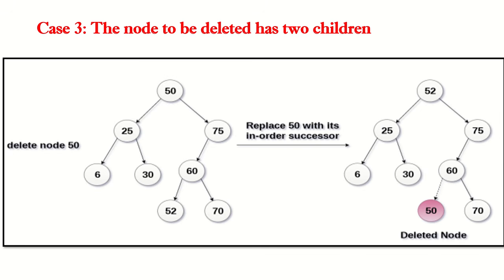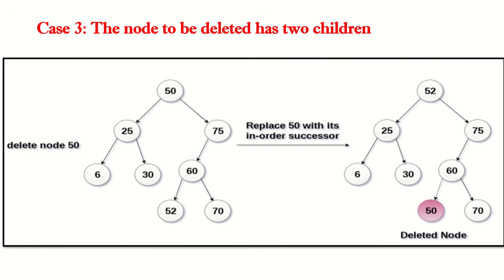So what we do here is, whenever we want to delete a node with 2 children, we need to replace that node with the smallest value in the right subtree of the node to be deleted. I repeat, whenever we want to delete a node with 2 children, we need to replace that node to be deleted with the smallest node in the right subtree of the node to be deleted.